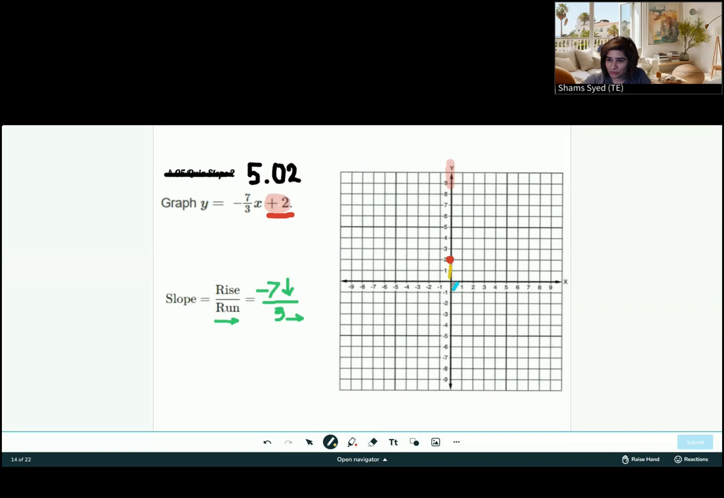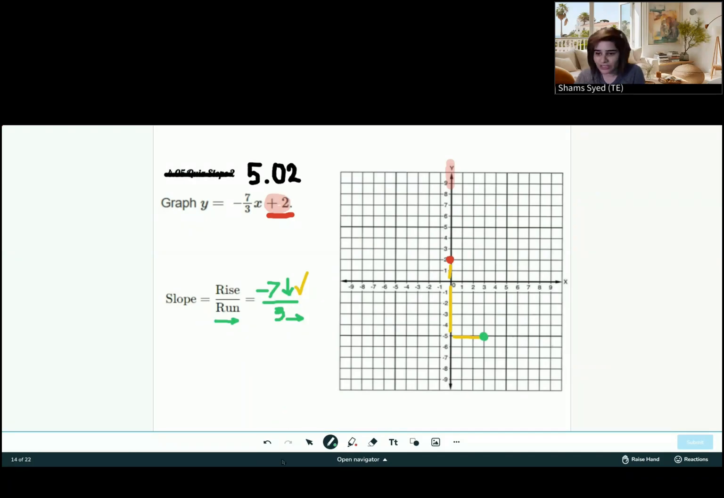I go down 2, 3, 4, 5, 6, 7. Okay, I went down 7. I go 3 to the right: 1, 2, 3. Now my beautiful green dot is sitting over here. Is that where your green dot is? I see Kayla's dot. Mia's dot is right there. Yaakov did beautifully. Very good. Regine, Armani, good. Carter, very good.